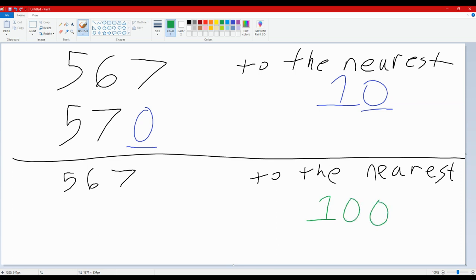Everybody ready for your favorite song? Count the zeros, count the zeros. Be a hero and count the zeros. How many zeros do you count? 2. So how many zeros are we going to have over here? 2. So I already know this is going to be a 0, and this is going to be a 0.